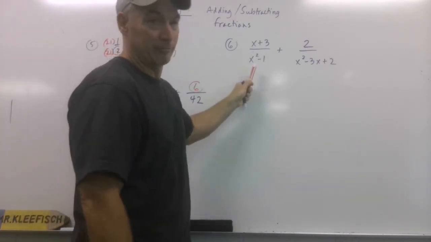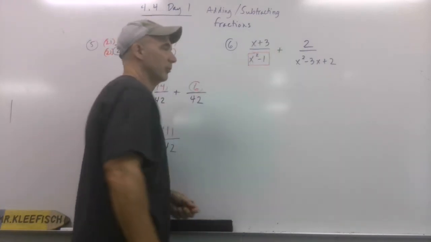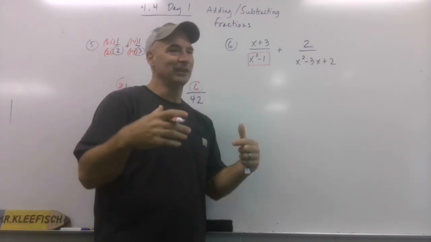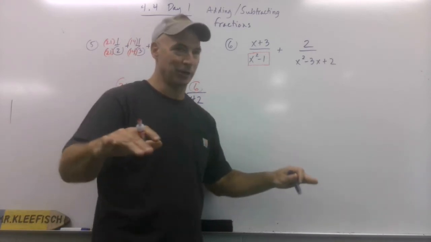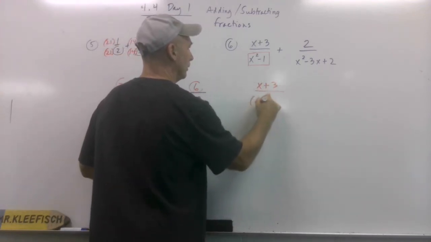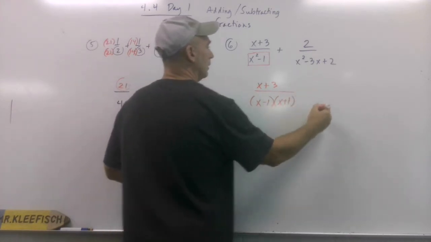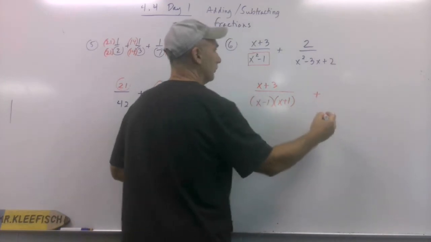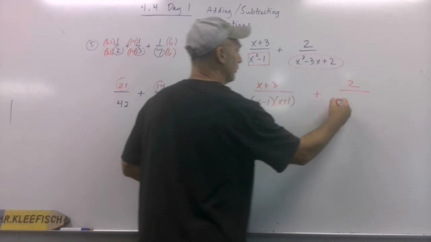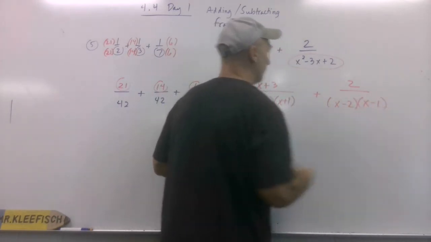Here's a twist, okay? Notice, this is screaming out to you: factor me, factor me. So if you don't see that, these problems are going to be nightmarish. So we're going to rewrite this as x plus 3 all over x minus 1, x plus 1. I'm going to give myself a lot of space here, plus 2 over, that's another trinomial that we've been dealing with, so you factor it. x minus 2, x minus 1.